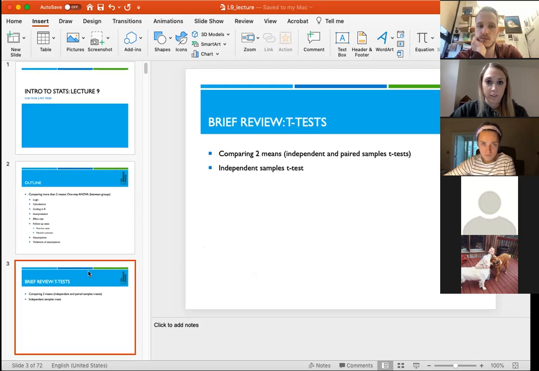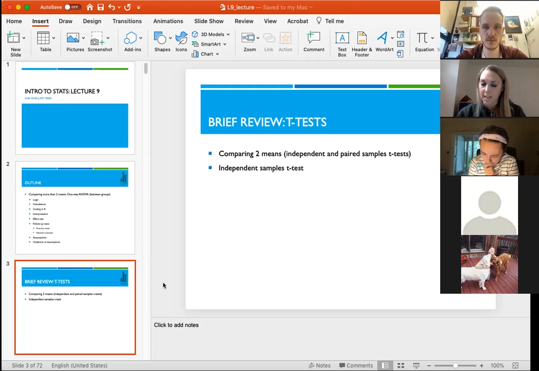Very briefly, just to review t-tests, remember we have our flow chart. If you have just one sample, you're doing either a one sample Z or a one sample T, depending on whether you know the population standard deviation. If you don't know it, you're doing a one sample T. If you have two things to compare, and they are two independent groups, that's an independent samples t-test. If they're two repeated measures, like a pre-test, post-test situation, that's a paired samples t-test.